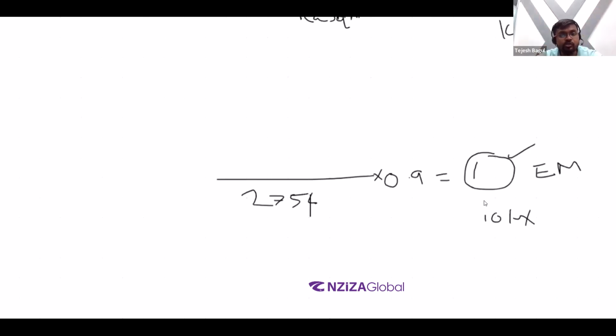Now based on this, what we can get is the given lumen, correct? Because lumen is the one that is on top over here. So let's calculate how much lumen we require for this given space: 2754 divided by 0.9.